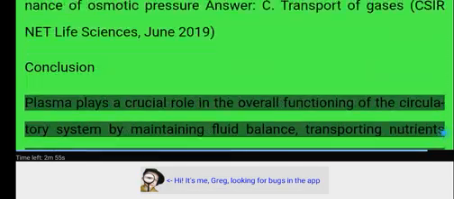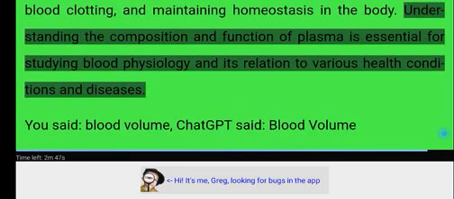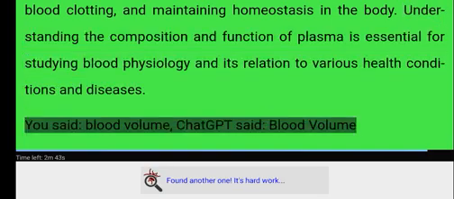Conclusion. Plasma plays a crucial role in the overall functioning of the circulatory system by maintaining fluid balance, transporting nutrients and products, supporting immune functions, regulating blood clotting, and maintaining homeostasis in the body. Understanding the composition and function of plasma is essential for studying blood physiology and its relation to various health conditions and diseases. Blood volume.